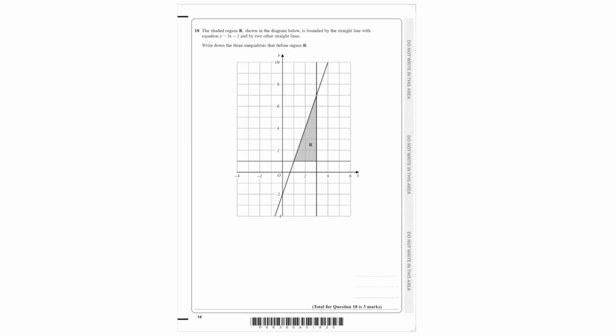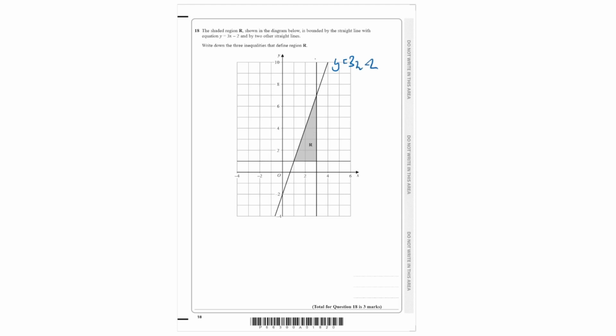The shaded region R shown in the diagram below is bounded by the straight line with the equation y is equal to 3x minus 2 and two other straight lines. Write down the three inequalities that define the region R. So firstly, let's label these lines. One of them is already given as y is equal to 3x minus 2.